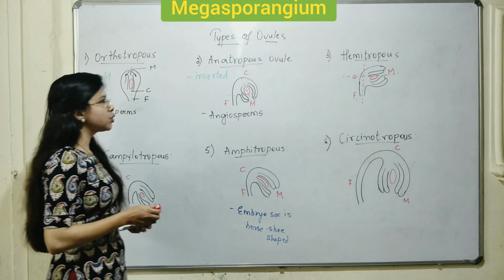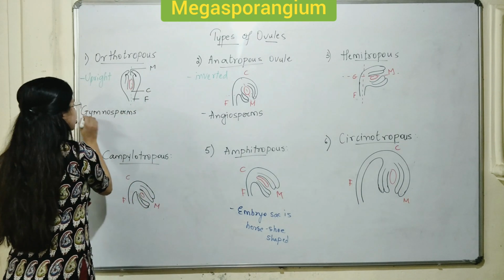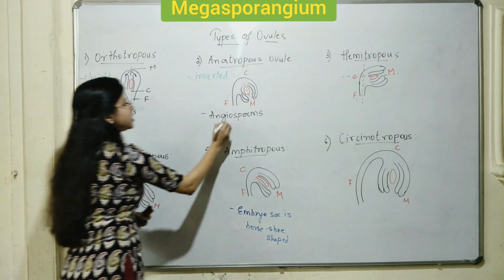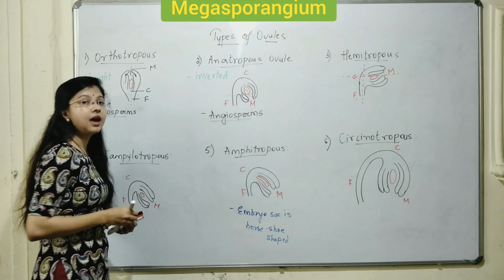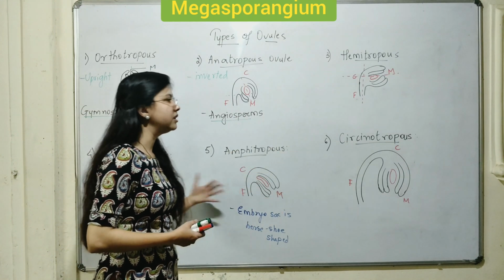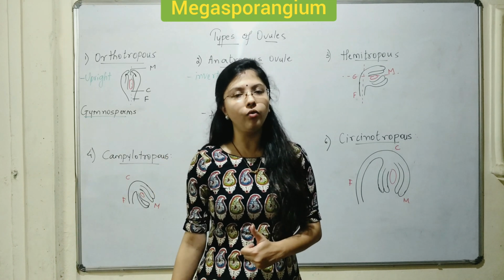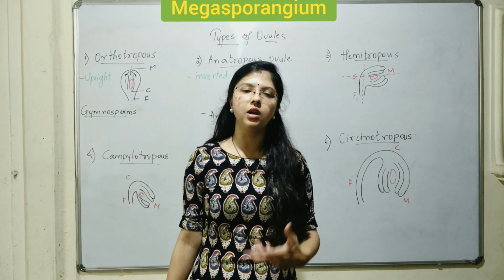These are the 6 types of ovule found in different species, among which the most common in gymnosperms is orthotropous and the most common in angiosperms is anatropous. There are certain exceptions in certain species of plants in which you will find the other types of ovules. So this is all about the structure of the ovule, or you can say the megasporangium, and what its types are.